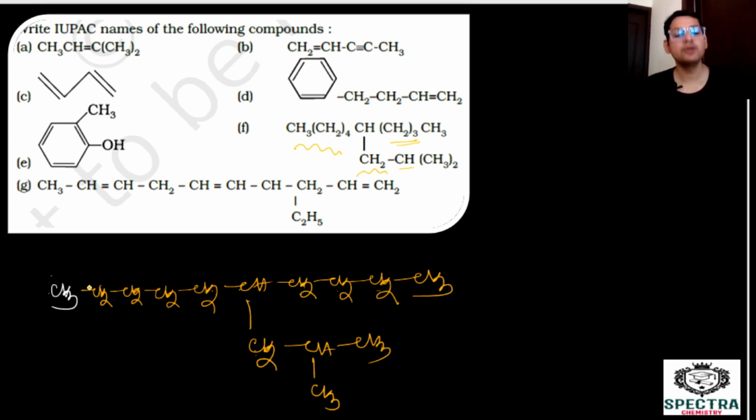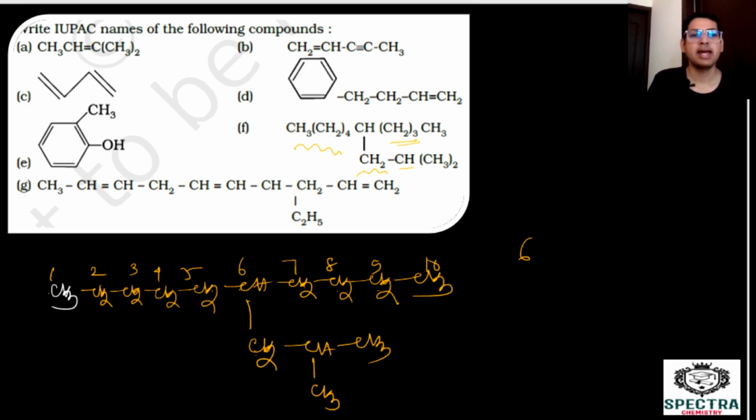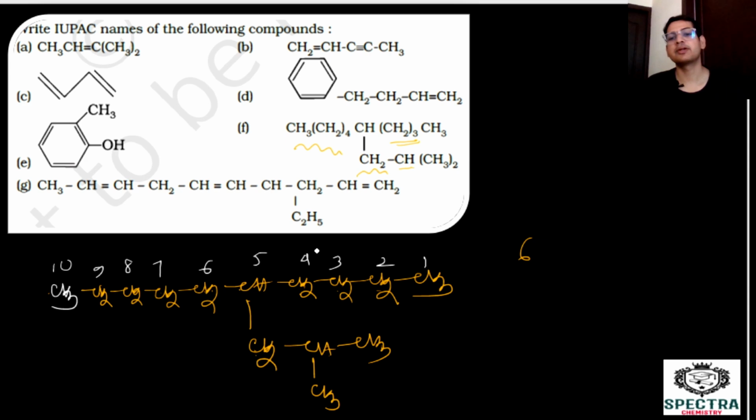Then sir, what is the next rule? You have to identify your substituent at the lowest possible locant number. So sir, if I go this way, 1, 2, 3, 4, 5, 6, 7, 8, 9, 10, I am getting the substituent at 6th position. But sir, if I go this way, 1, 2, 3, 4, 5, 6, 7, 8, 9, 10, I am getting the substituent at 5th position. So this wins. The other is not correct.